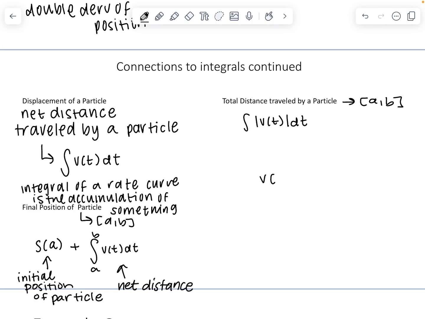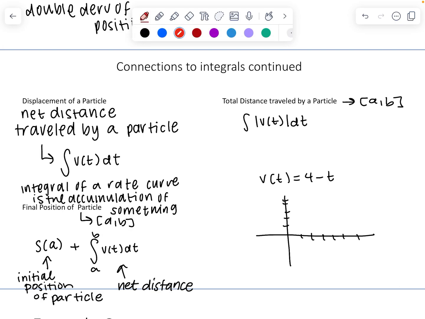And so here's just a little example. Let's say that v of t equals 4 minus t. This is just going to be a little sketch. This is our velocity curve, but it's going to be a straight line this time. So say we start at 4, and then we go down 1 over 1. Straightest line we can do for right now. Okay, so say it looks something like this.